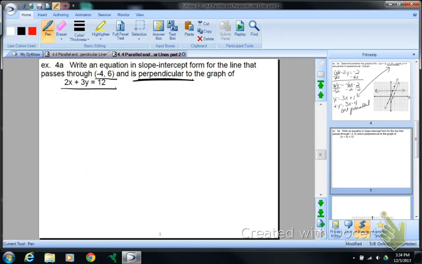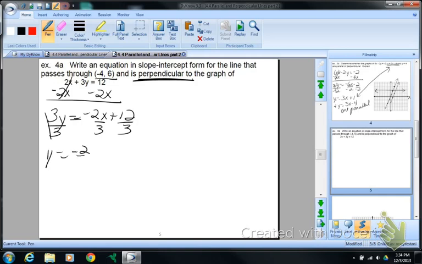Okay, we have to find the slope of this equation. Is this equation in slope-intercept form? No, we have to get it in slope-intercept form. So we have to subtract 2x, then divide by 3. So y is equal to negative 2/3 x plus 4. What is the slope of this equation? Negative 2/3. But we need to find the perpendicular slope.